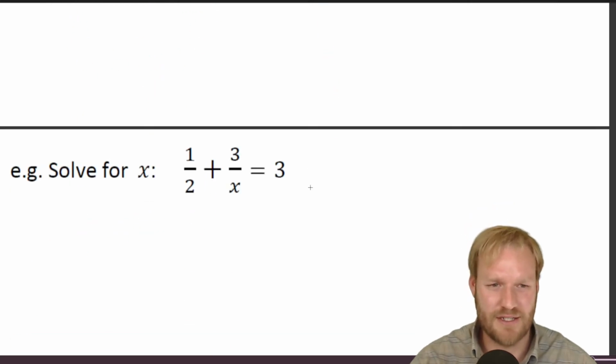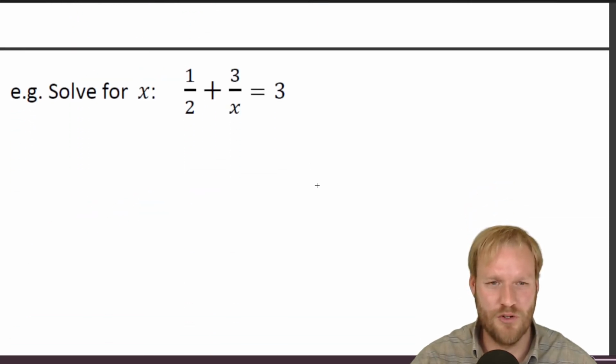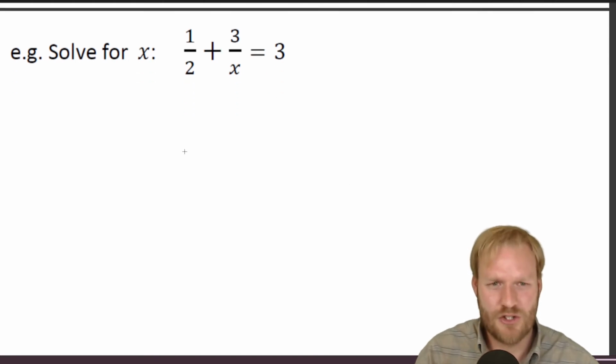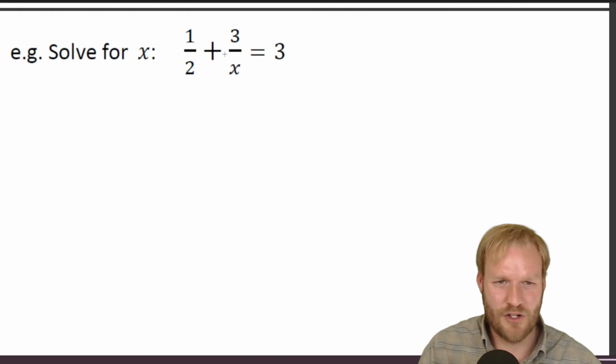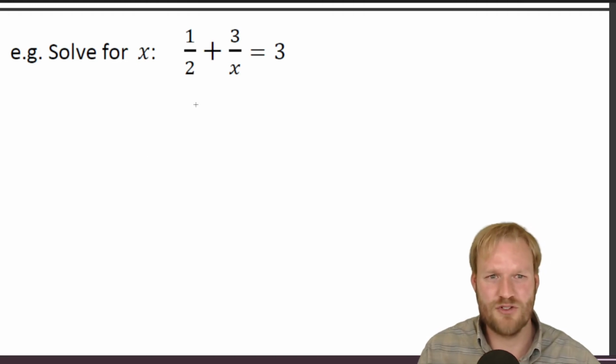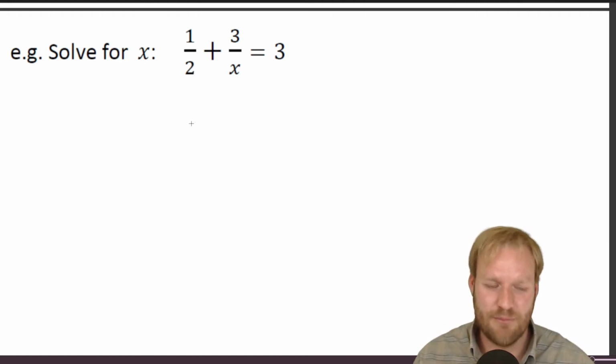Just simplest form is what we go for with fractions. So x equals 2 over 3. Okay, so let's see our strategy for this one here.